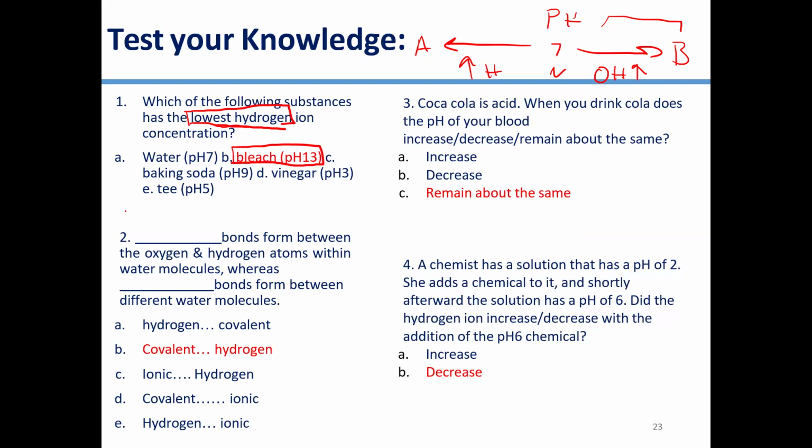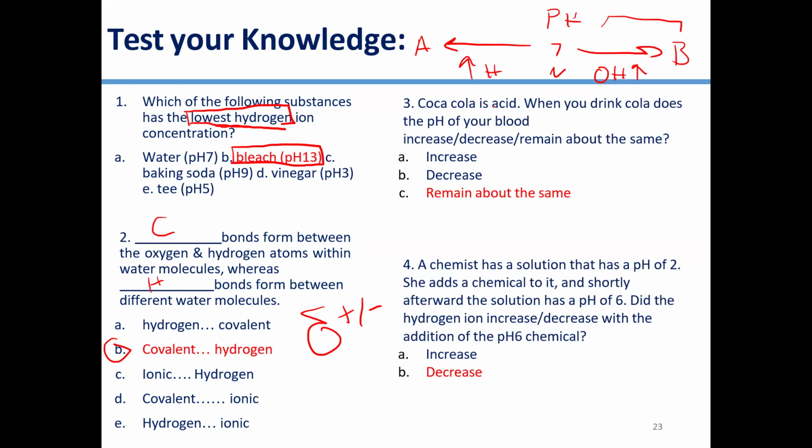For number 2, it's essentially asking what's going on with bonds. So blank bonds form between the oxygen and hydrogen atoms with water molecules, where blank bonds form between different water molecules. In this case, we have covalent bonds. Remember those sharing. So we have covalent bonds here. And then remember, we also have hydrogen bonds because of those partial charges, because of the delta positive and negative.